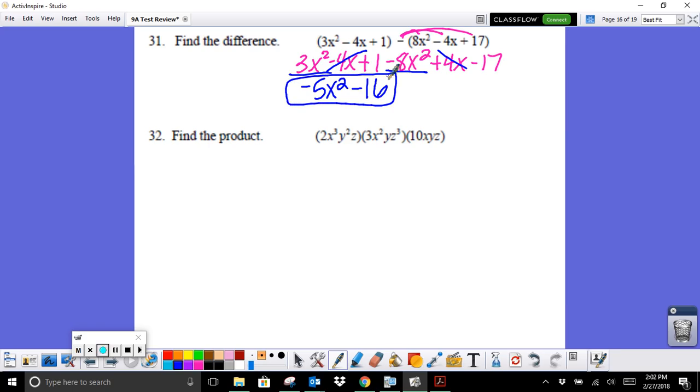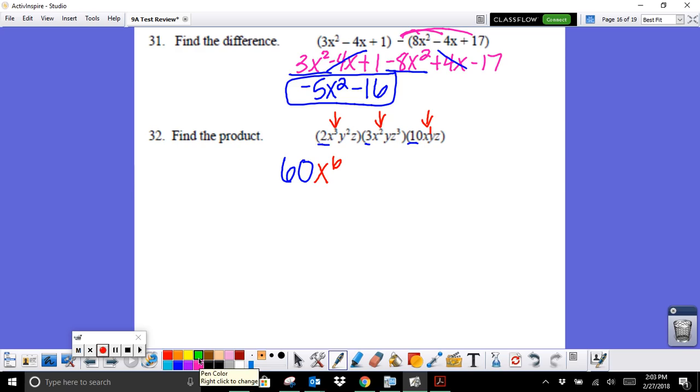Number 32, find the product. So I need to multiply 2 times 3 times 10. So that would be 60. Now when multiplying, what do we do with exponents? We add them. So I'm going to look at my x's. I have x cubed, x squared, x to the 1. So 3, 2, and 1, that's going to be x to the 6th.